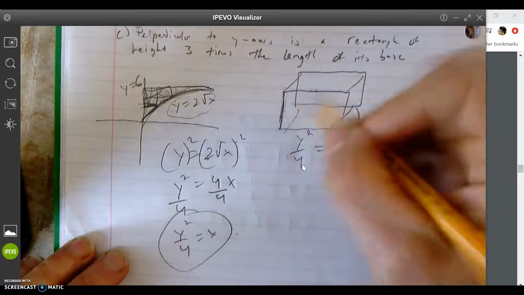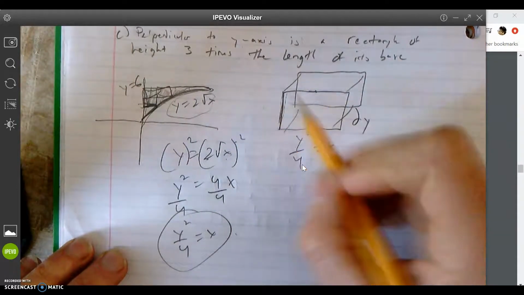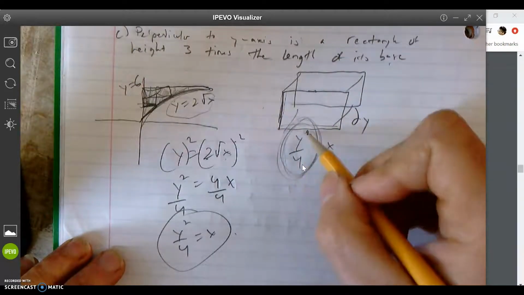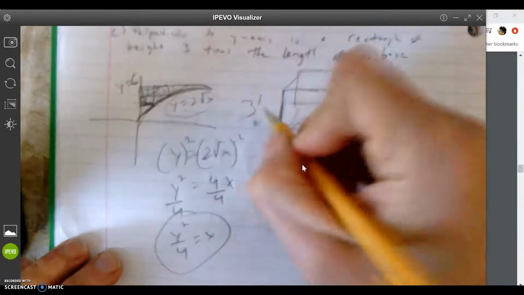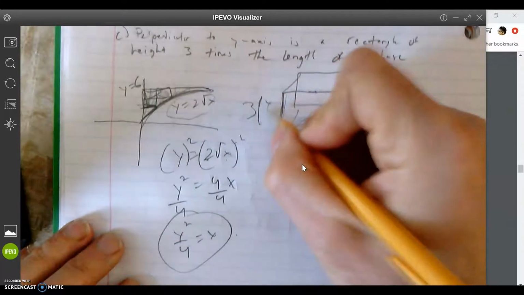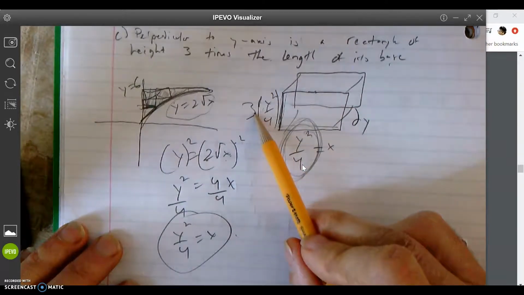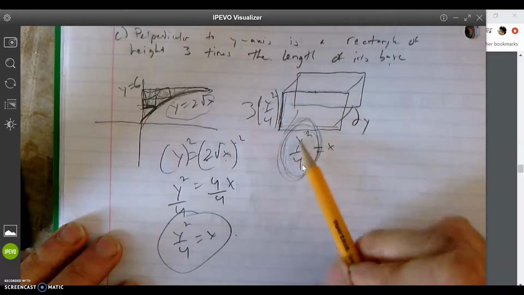And so this is not times 3, it's 3 times the length of the base. So it's 3 times this, actually, whatever this is. So it's 3 times y squared over 4. All right, so 3 times y squared over 4, and then y squared over 4.